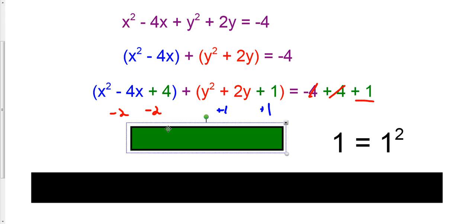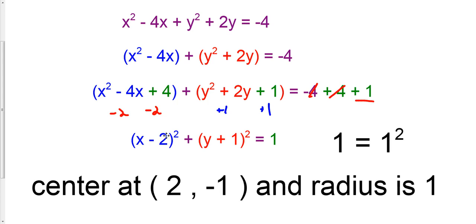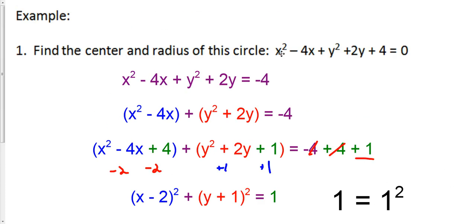So when I write this in factored form, I'm saying x minus 2 squared, that's this piece factored, plus y plus 1 squared, that's this whole piece factored, equals 1. That was this piece left over. So this would be my whole equation for the circle. Remember, 1 is the same as saying 1 squared. So my center is at 2, negative 1. So remember, it's y minus k. So this is y minus a negative 1. So my center is at 2, negative 1, and my radius is 1. And that all came from this equation.